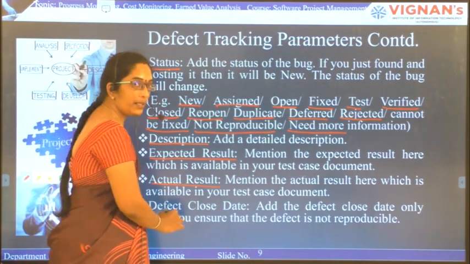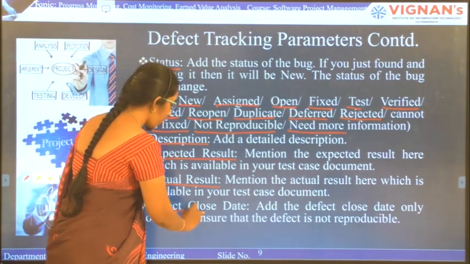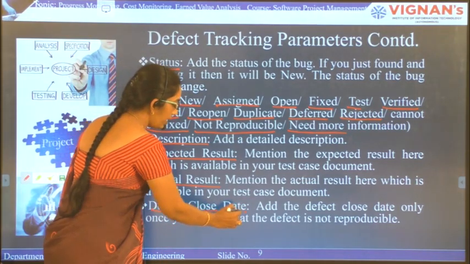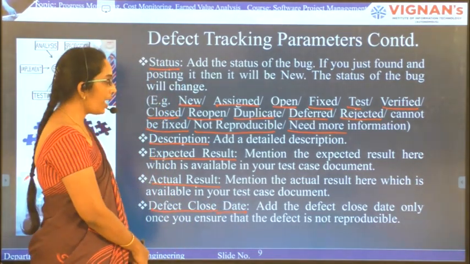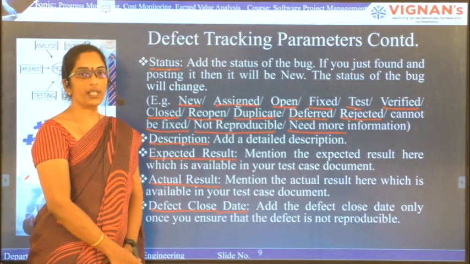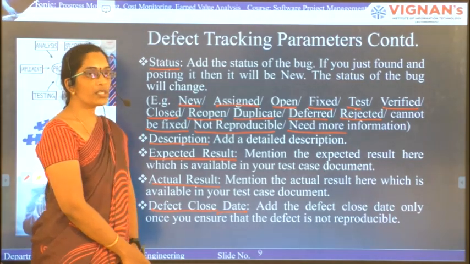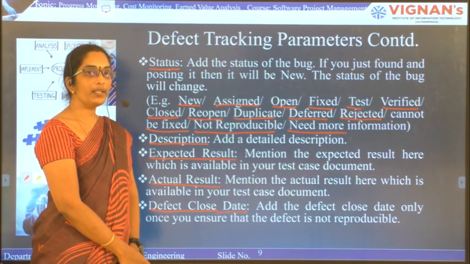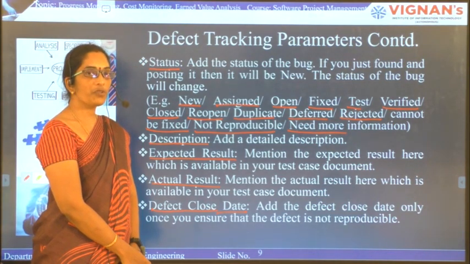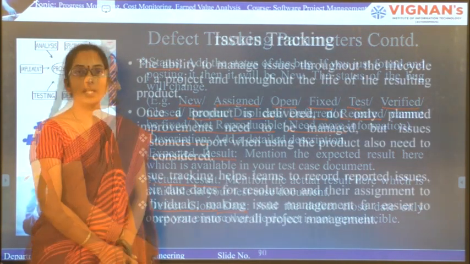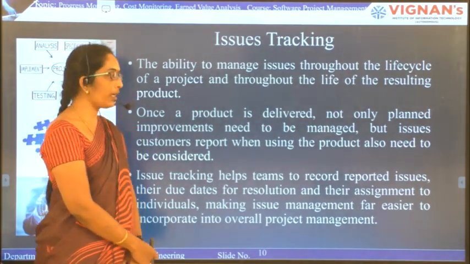And the next parameter is defect close date. So we have to add the defect close date. That means that if the defect is closed, then on which date that defect has been closed, we have to mention in this parameter. And the next topic is issue tracking.